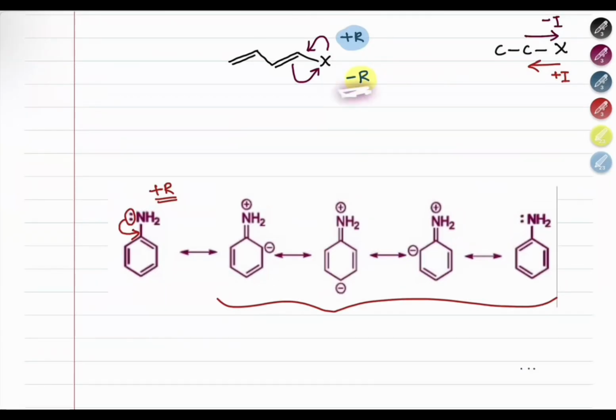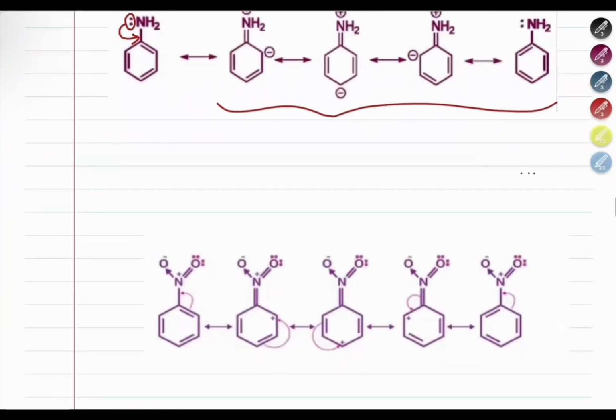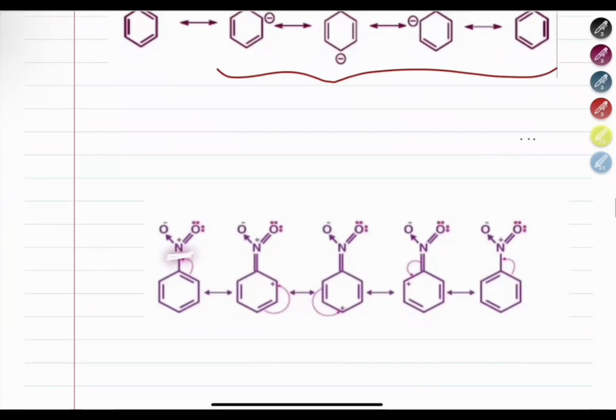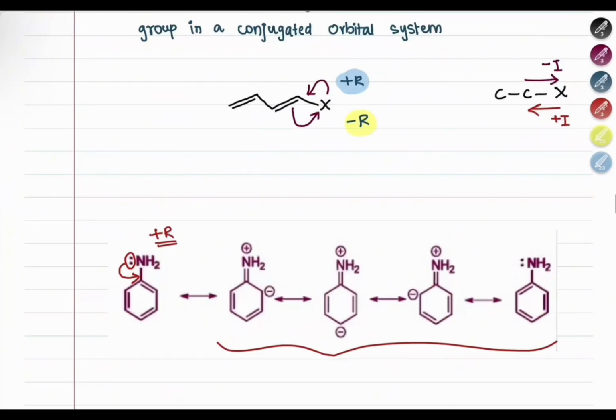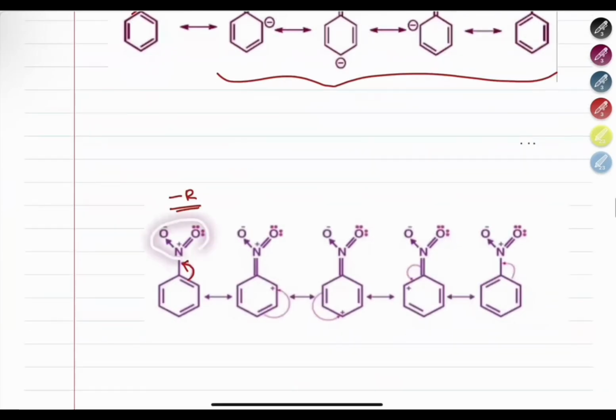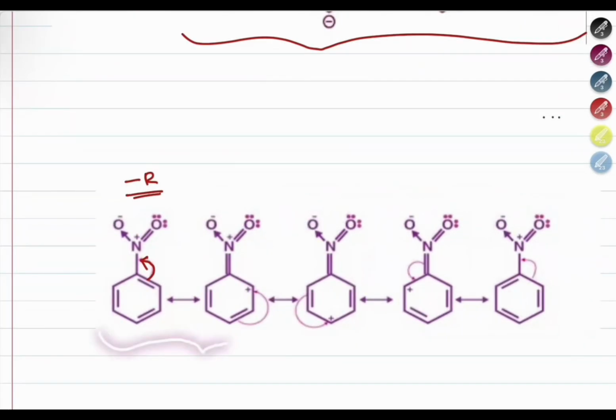Now for the minus R, suppose a nitro group is attached to the benzene ring. What will happen here? The electron density will move from the benzene ring to the substrate, that is, benzene ring to the nitro group. In this case, it is an example of minus R effect. As you have seen, if the electron density is moving away from the carbon chain, it is called minus R. So if a nitro group is attached to a benzene ring, it will result in the minus R effect. And all the structures are the result of the resonance of the nitro group with the benzene ring.